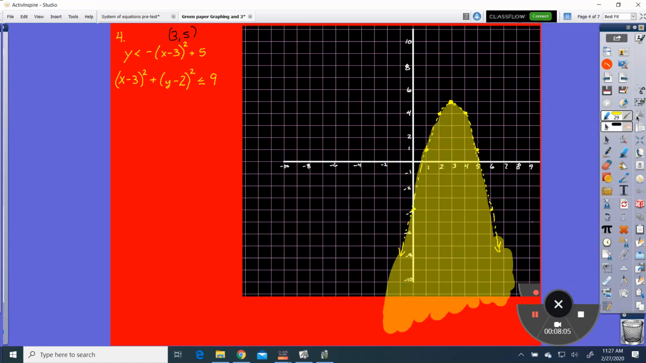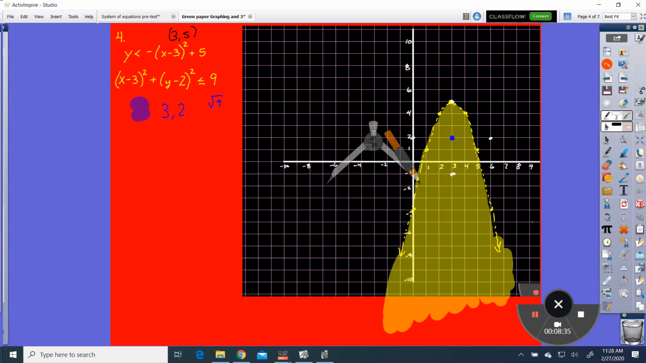But now we have a circle, because they're both squared. So backwards of those, 3, 2. So I come over here, 3, 2, put a dot. And the square root of 9 is 3, so I go 3 in each direction. So 1, 2, 3, 1, 2, 3, 1, 2, 3, 1, 2, 3. It's less than or equal to, so it can be a solid circle.